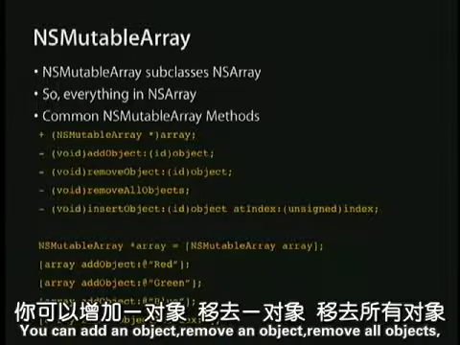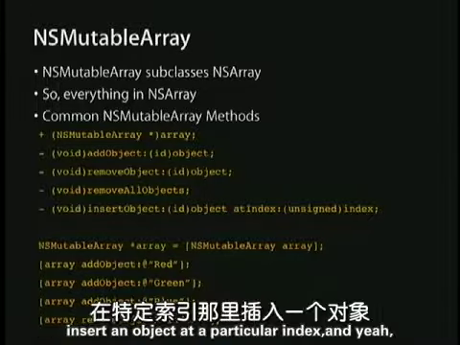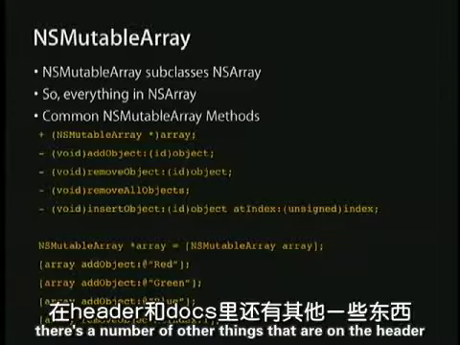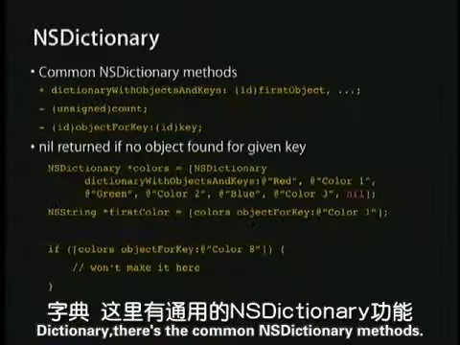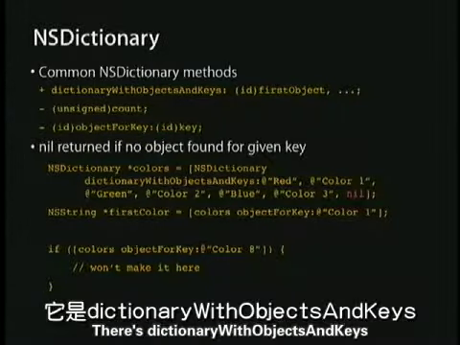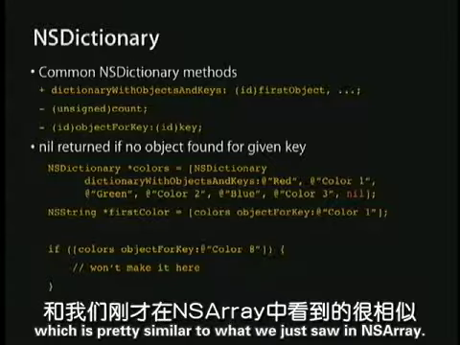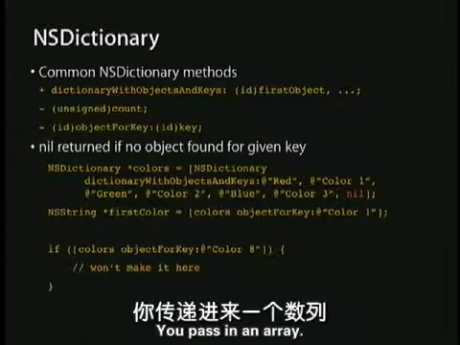You can add an object, remove all objects, insert an object at a particular index, and there's a number of other things. They're all in the header and the docs, but you'll see those. Dictionary, there's the common NSDictionary methods. There's dictionaryWithObjectsAndKeys, which is pretty similar to what we just saw in NSArray. You pass in an array.